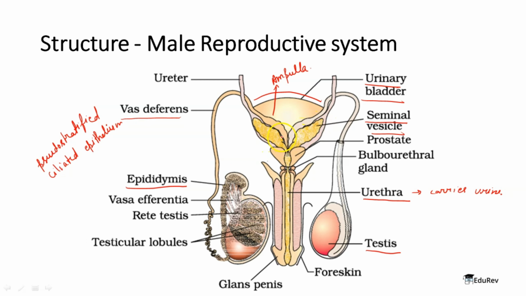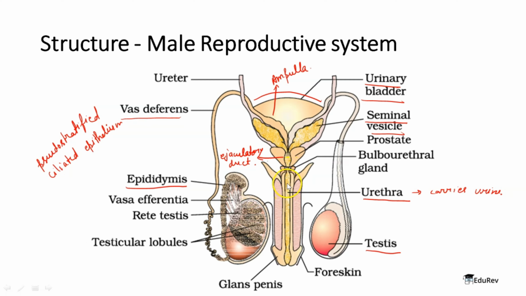A duct arises from the seminal vesicles, joins the duct originating from the ampulla, and combines to form an ejaculatory duct. This is the ejaculatory duct. And this is formed by the ducts of the ampulla and seminal vesicle. The ampulla brings the sperm into the ejaculatory duct, along with secretions from the seminal vesicles. The secretions from the ejaculatory duct are dumped into the urethra.